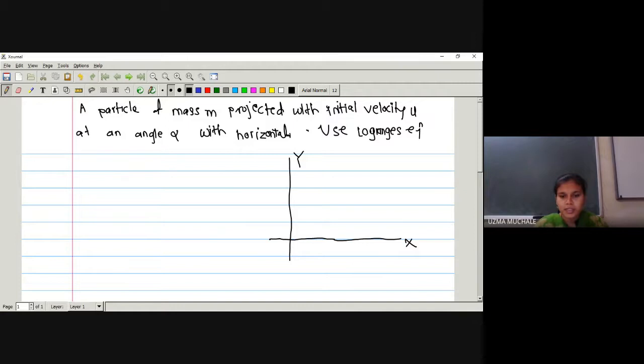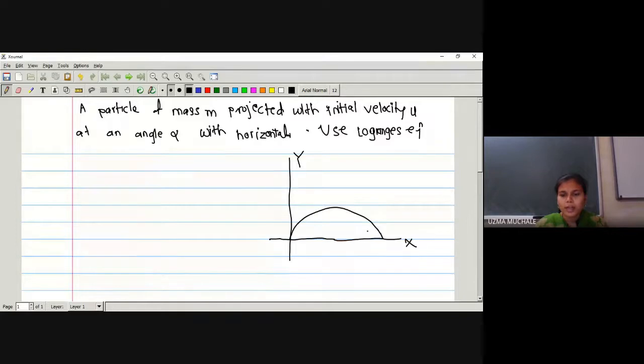So some person is standing here, that person has projected a particle of mass m. So it is projected with some initial velocity. What is the velocity? U. Okay, it is projected with some initial velocity, which is making some angle alpha.